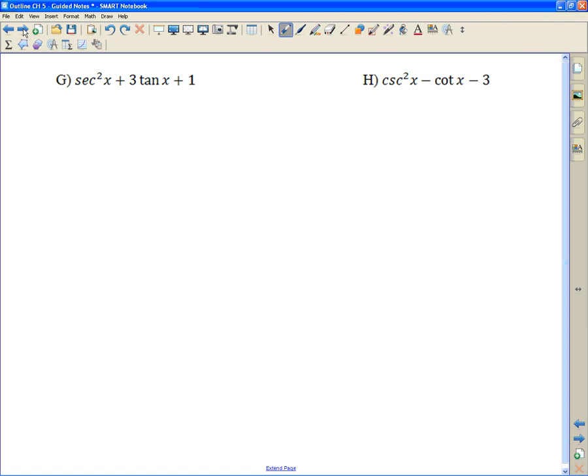Two more problems for this section. It's really, really important that you look and understand what's going on before you just start writing. If you recall in Algebra 2, it was difficult to factor something if the variables were not the same. So look at this. Pretend that secant is y. Y squared, let tangent of x be x, plus 3x plus 1. There is no way for you to factor that.